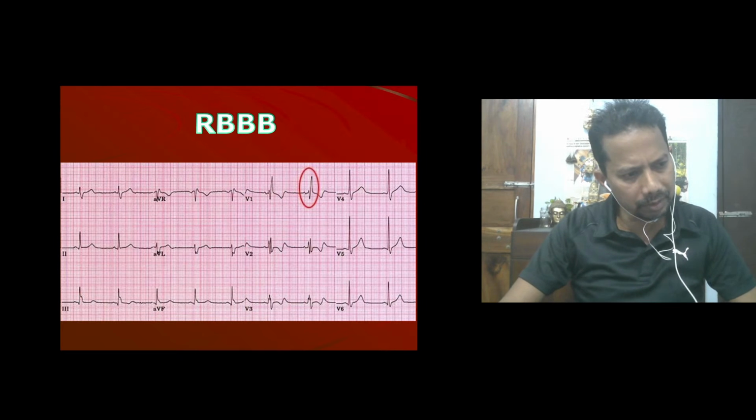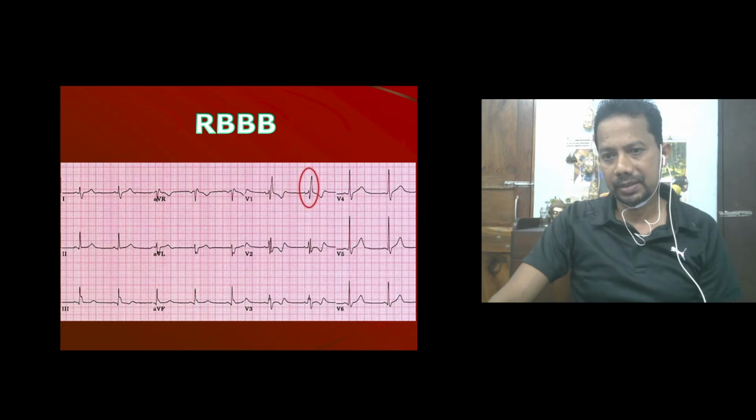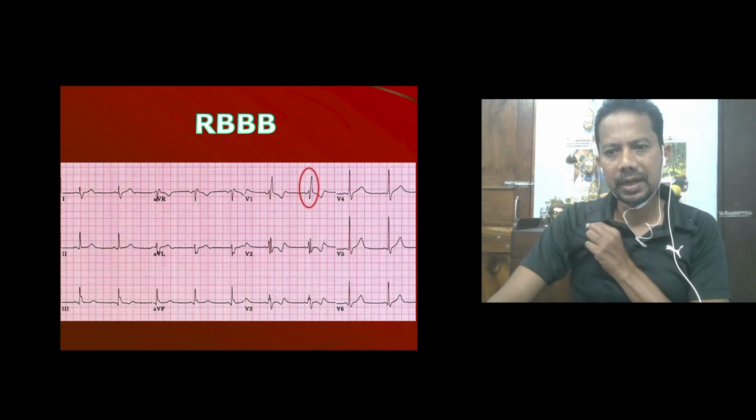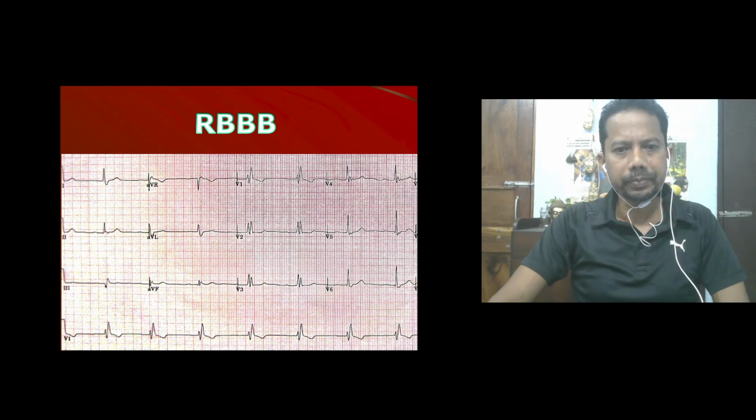Very good, so this was Indu. Ideally there should be a deep S. So this R wave is dominating and small s is there. That is something which is not expected in RBB. Good. Now, this is another example of RBB.